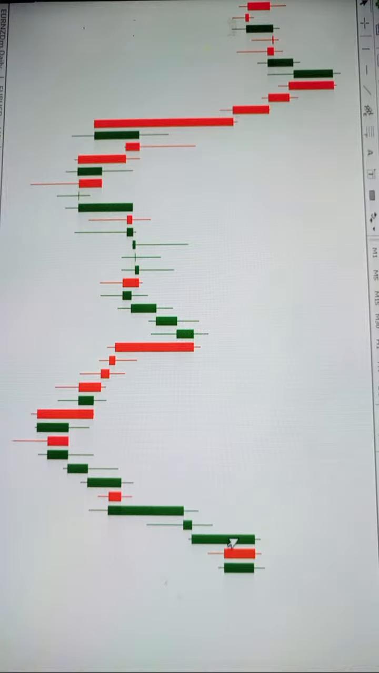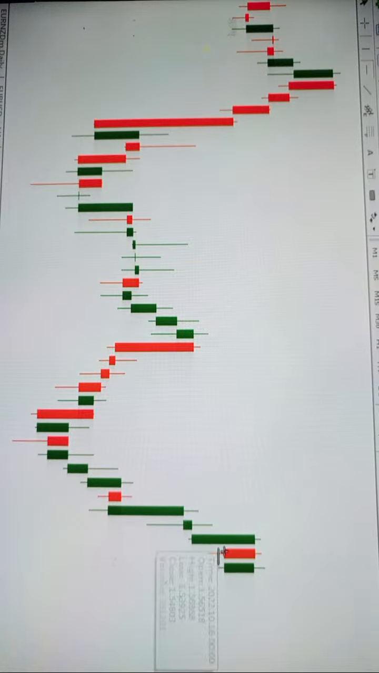So what I'm going to do is mark the opening and the closing price of this bearish candle that you can see here. I'm going to mark the opening price and closing price. So you just come here and mark your opening price and the closing price.